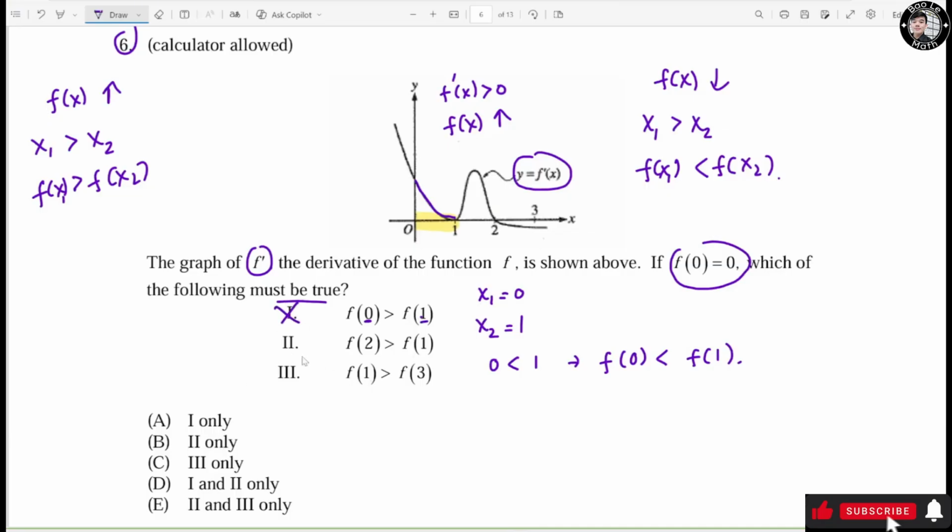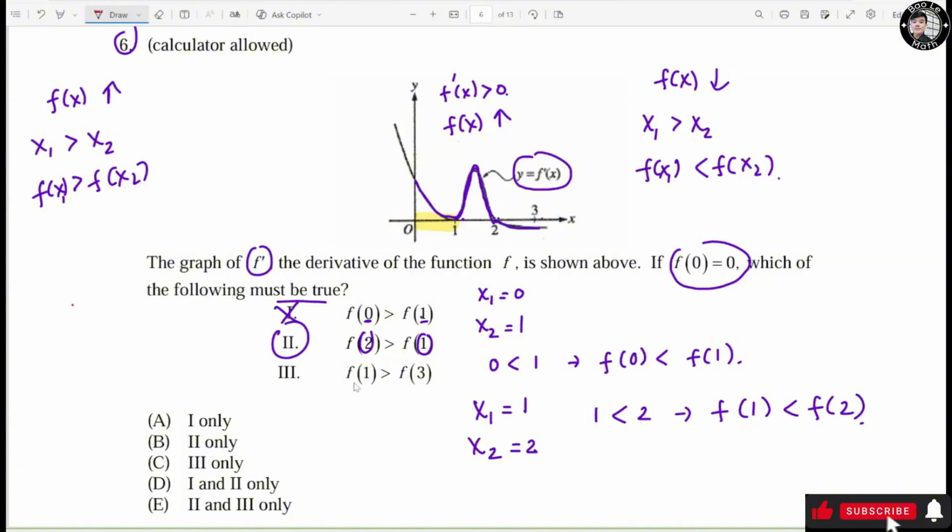Now, number 2, f of 2 greater than f of 1. Look at the interval from 1 to 2. From 1 to 2, the function f prime of S is still above the axis, right? So it tells us that f prime of S is still greater than 0. Then the function f of S is increasing, right? So because the function f of S is increasing, you have S1 is 1, S2 is 2, so we have 1 less than 2, and then f of 1 must be less than f of 2, right? So this one is true, right?